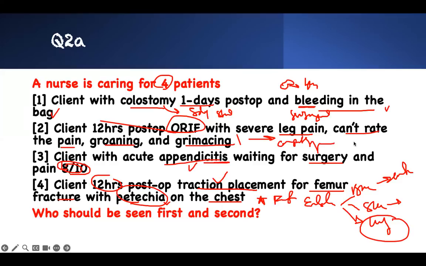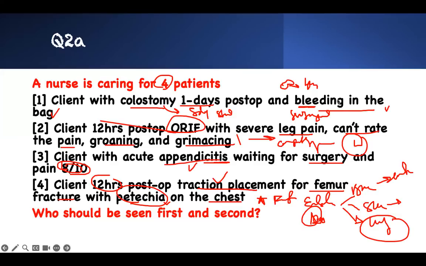So this guy is going to lose a limb if you don't do anything. This guy has an airway problem. He's going to die. So who do you want to see first? Bleeding, so we have multiple bleeding, but you have to go with the number one. And other, you have to think about it.